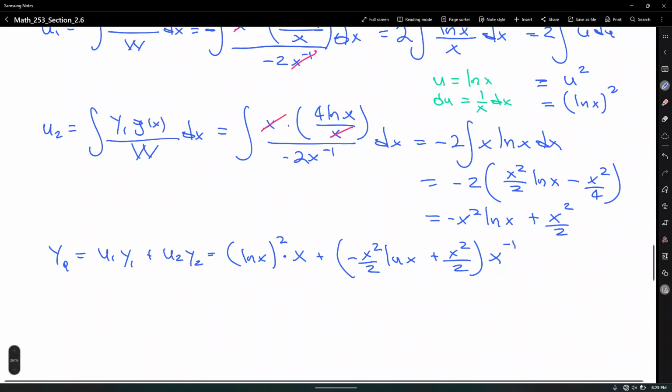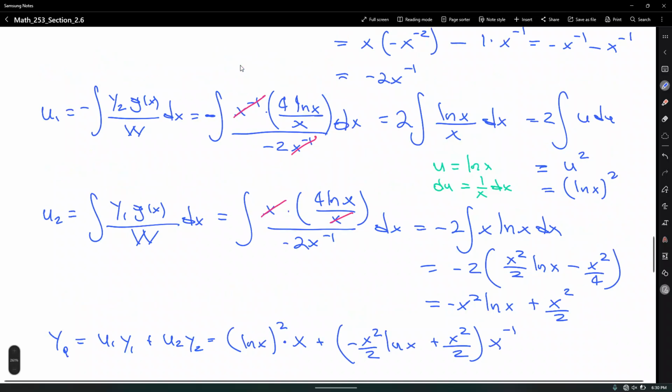Is the ln x squared supposed to have a 2? Which one? The u1, this one right here as a coefficient. Oh no, not anymore, because that was actually 2u. What's the integral of 2u? U squared, right? So the 2 was used as a compensation factor, so to speak.